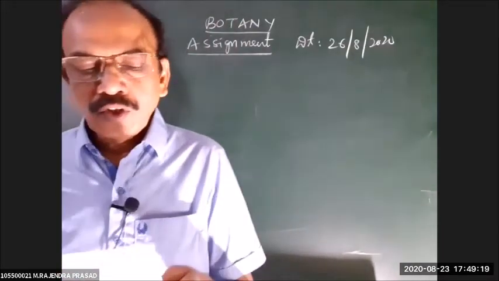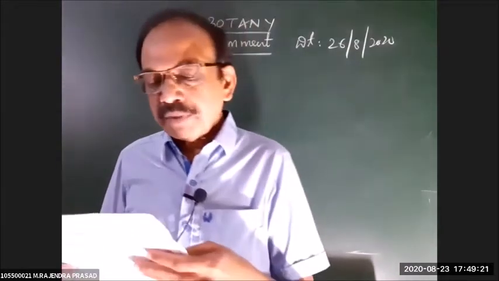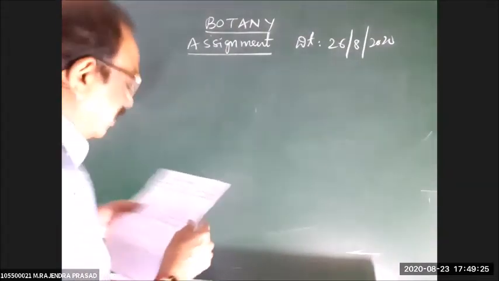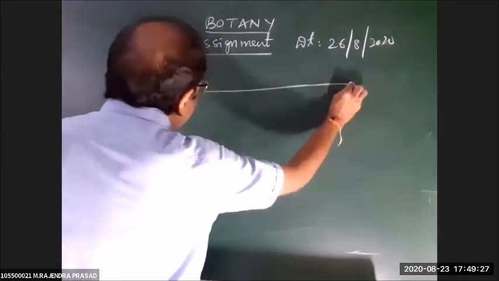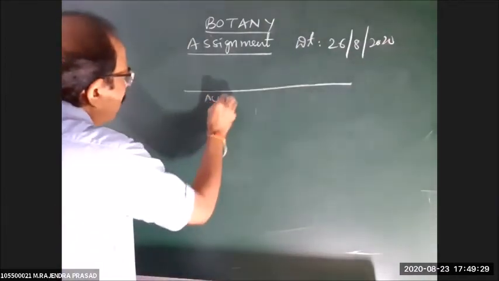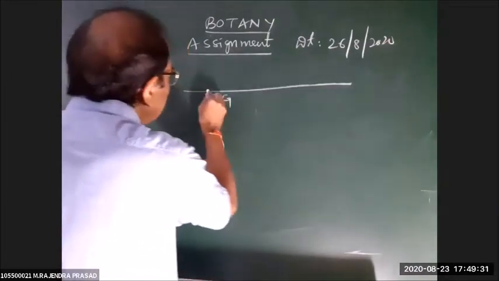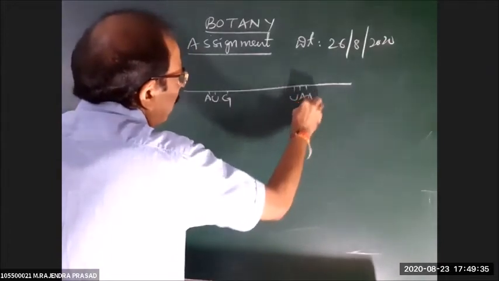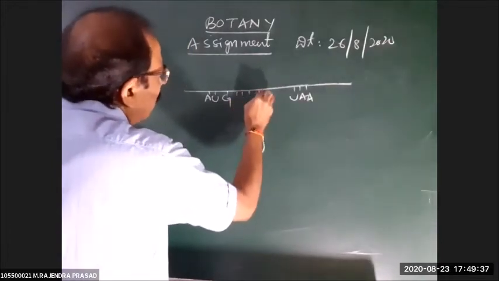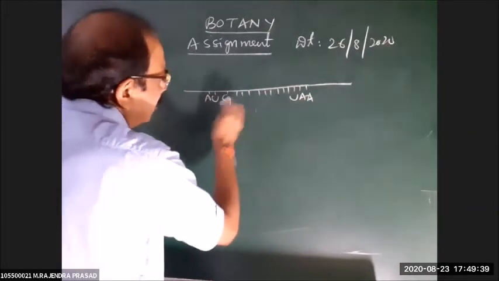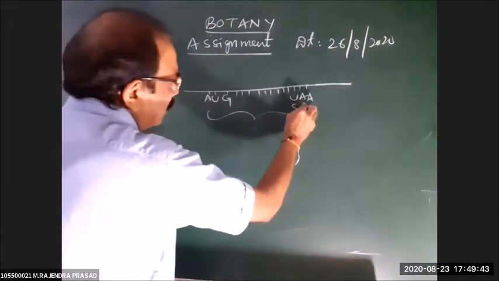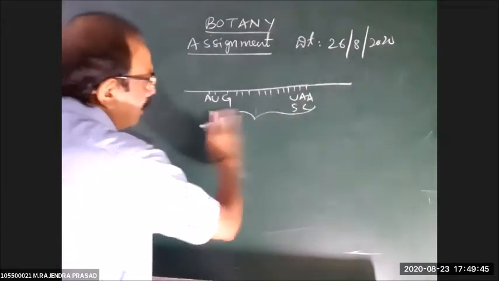Then coming to question number 2. What is the purpose of untranslated regions? UTRs are present on the mRNA. On the mRNA, this is the start codon AUG and this is the stop codon, UAA, and these are the sense codons. All these are sense codons. This is the stop codon and this is the start codon.